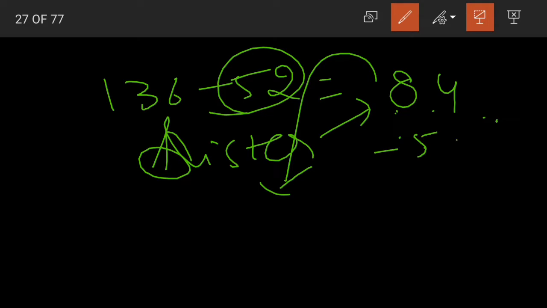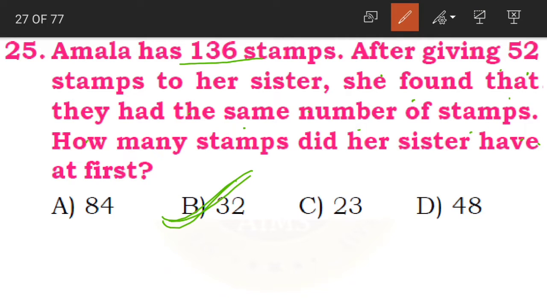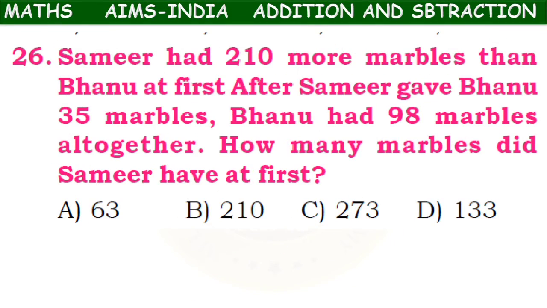Simple. We need to subtract 52. 84 minus 2, 2. 8 minus 5, 3. So her sister had 32 stamps before, but after receiving 52 the total number of stamps became 84. Clear? Moving on to question number 26.